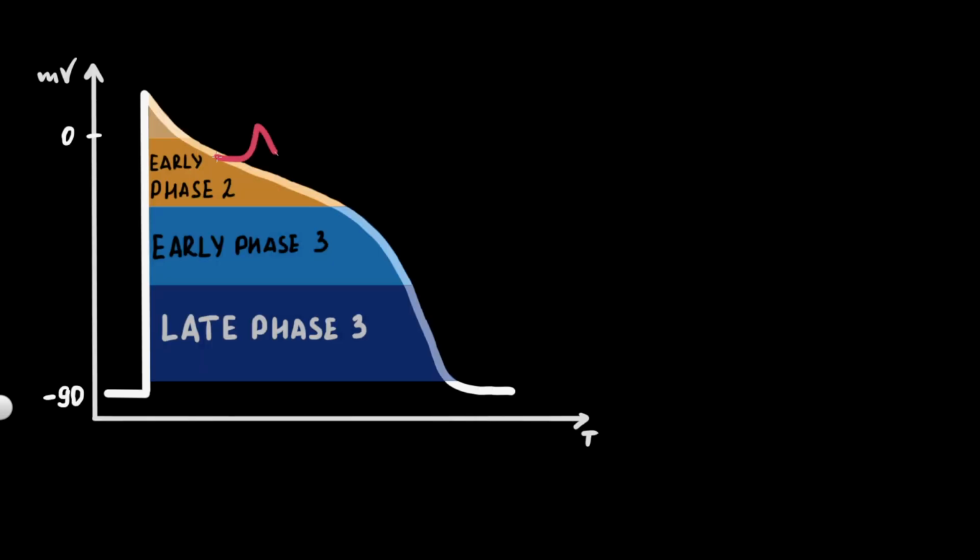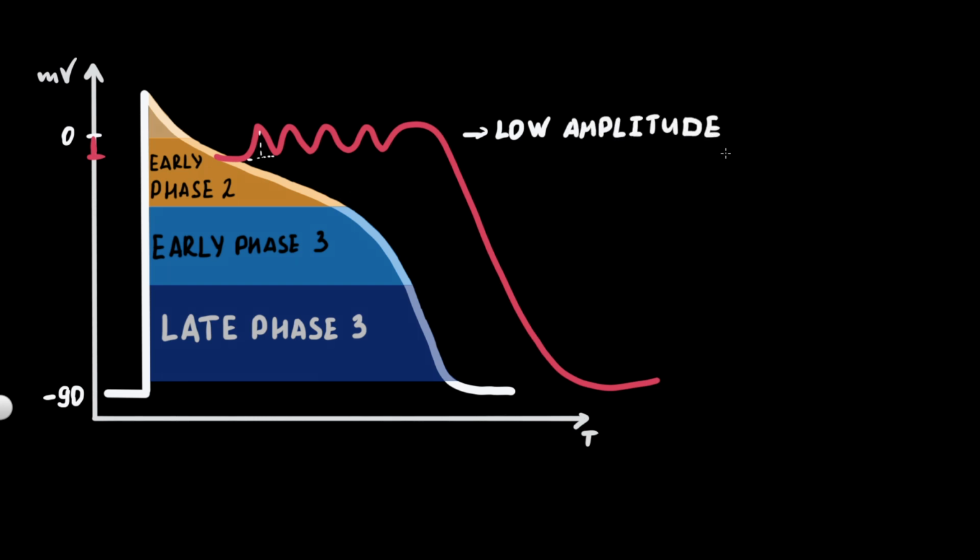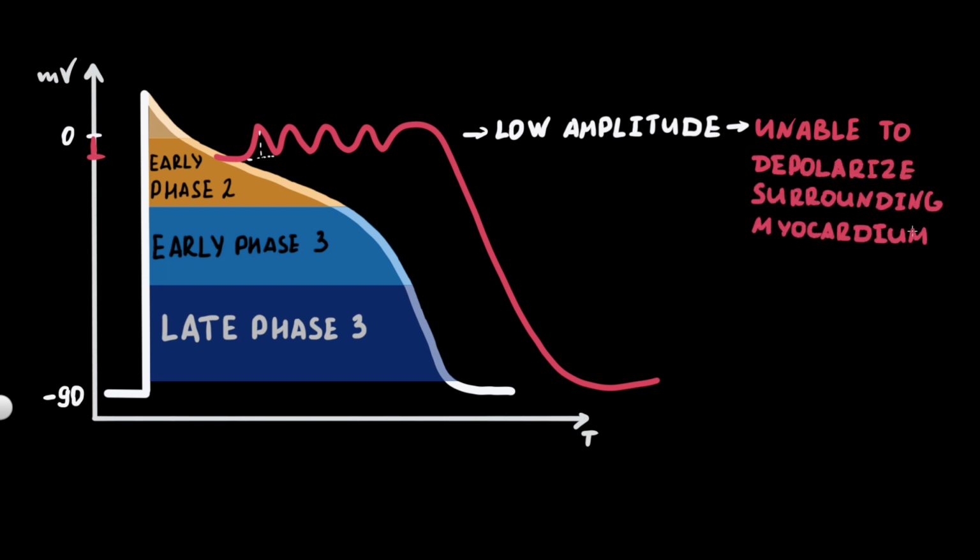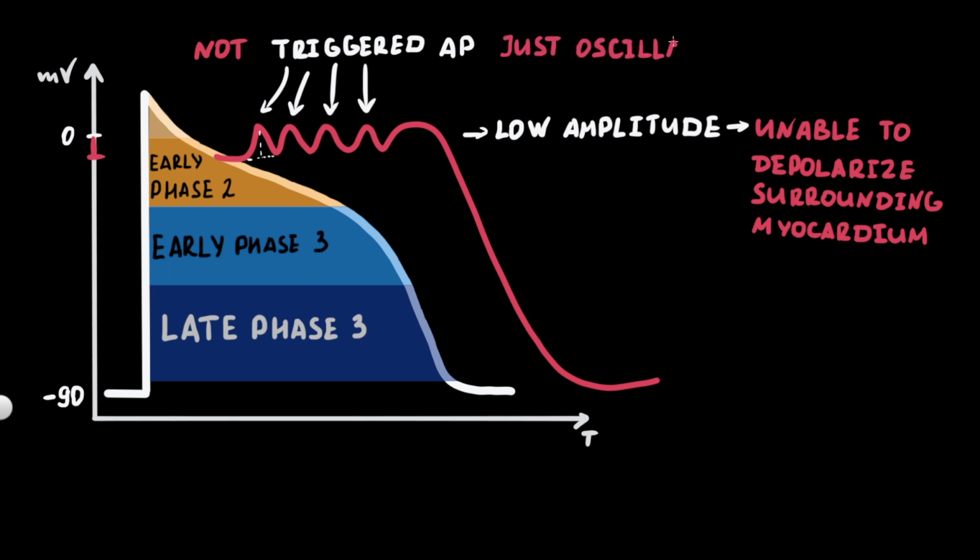If the triggered action potential occurs in early phase 2, in this case, triggered action potentials arise at low, less negative levels of membrane potential. Therefore, these action potentials have very low amplitudes, depending on calcium inward current. They are unable to depolarize the surrounding myocardium to its threshold and therefore can't cause the arrhythmia. Especially, it is not even enough to call it a triggered action potential. They are just oscillations in membrane potential.